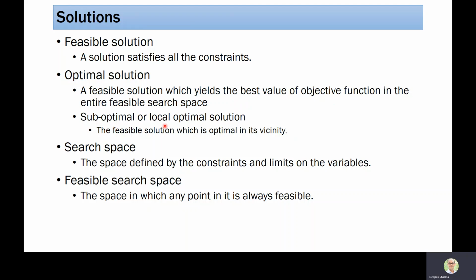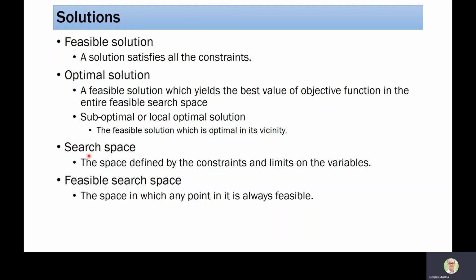What is a suboptimal or local optimum solution? Suppose you take some set of X, Y, and in its neighborhood this is the optimum solution, meaning there is no solution which is better than X, Y in the close vicinity. Such solutions are called suboptimal or local optimal solutions.